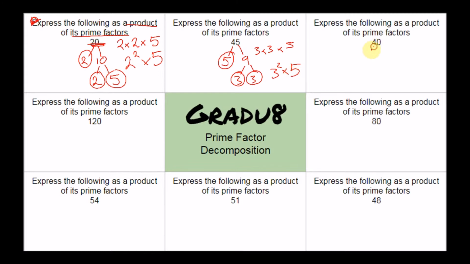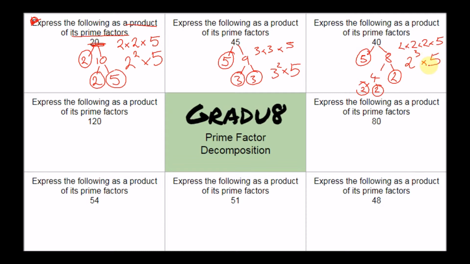You might have done in your workings a different breakdown than me for any of these questions, but you will find that your answer should be the same. So if you broke this one down by doing 20 and 2 or 4 and 10, you'll still end up with the same answer at the end, okay? And that's really, really important. Don't stress yourself out thinking you're getting it wrong when you're probably not. So 2 times 2 times 2 times 5, which is 2 to the power of 3 multiplied by 5.